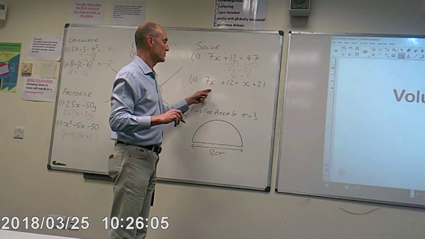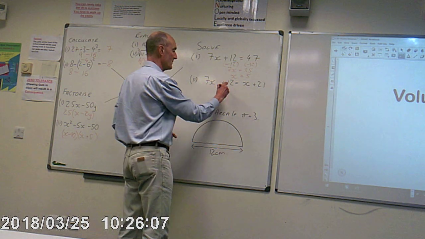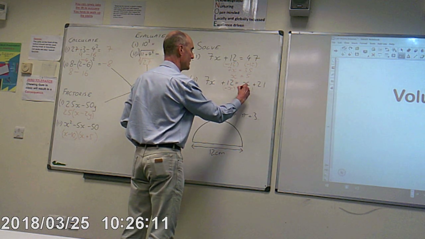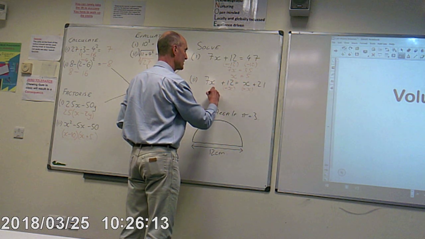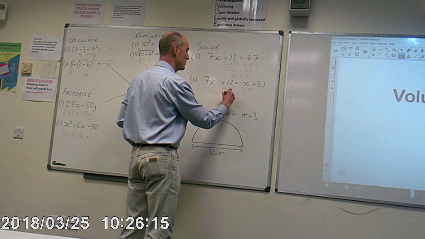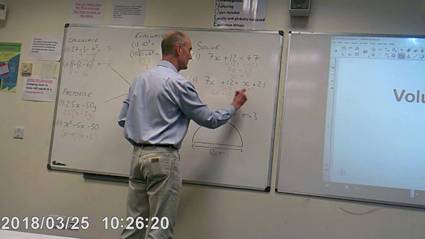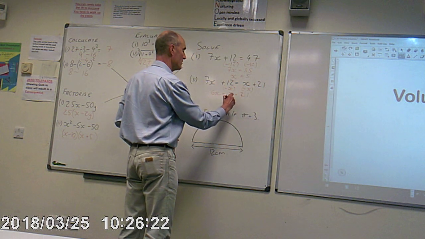A little bit more work to do here. Subtract x from both sides. Take away x from both sides means we've got 6x plus 12 equals 21. Subtract 12 from both sides.